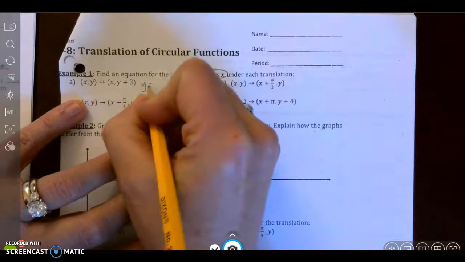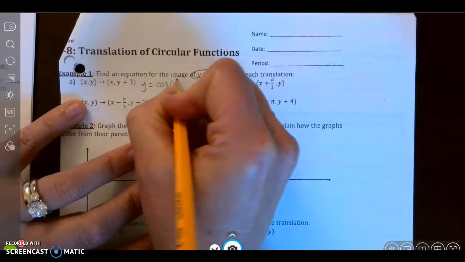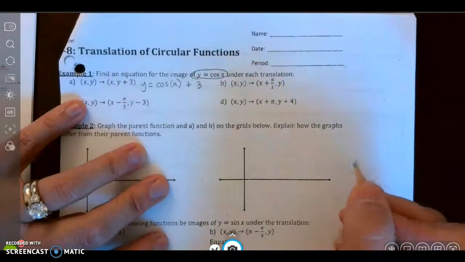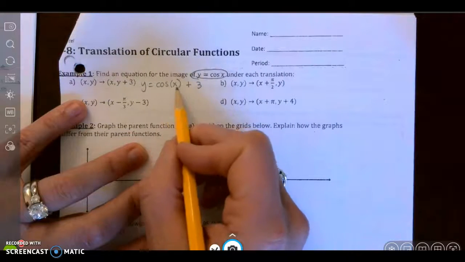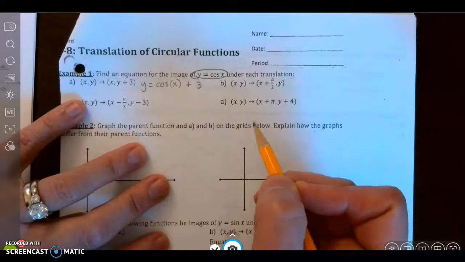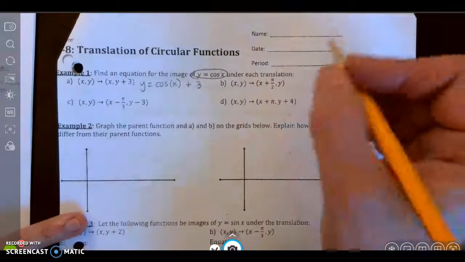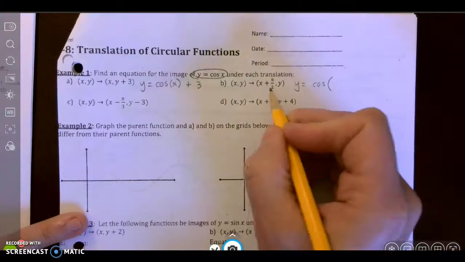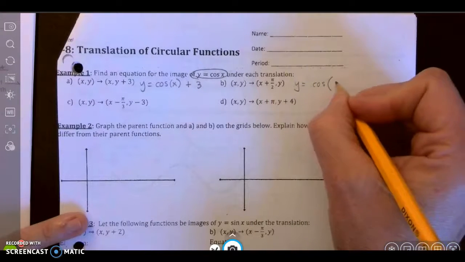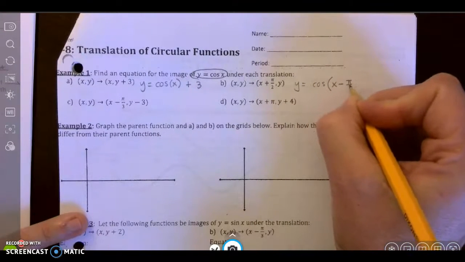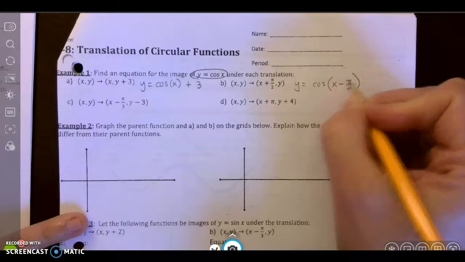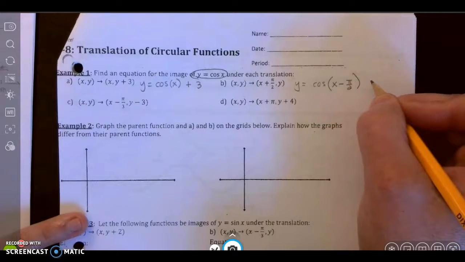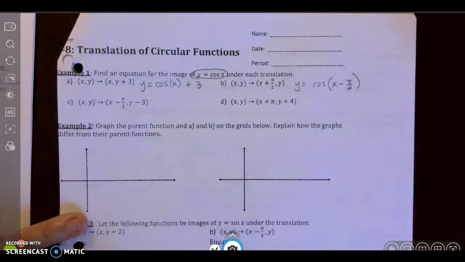So that would be y equals the cosine of x. I'm going to put that in parentheses to show nothing happened to the x, plus 3. So that plus 3 does not go with the x. It's going to affect the y. All right, for part B, this time I have y equals the cosine. This says x plus pi over 2, so it must be x minus pi over 2 in the equation. And then nothing happens to the y. So I could put plus 0 if I want a placeholder, or I can just leave it.